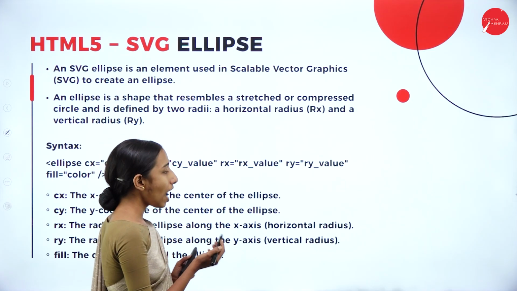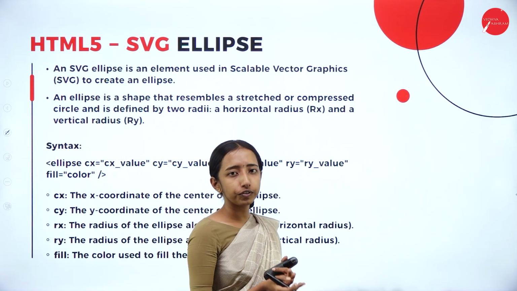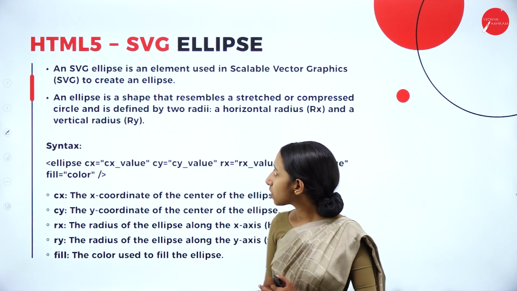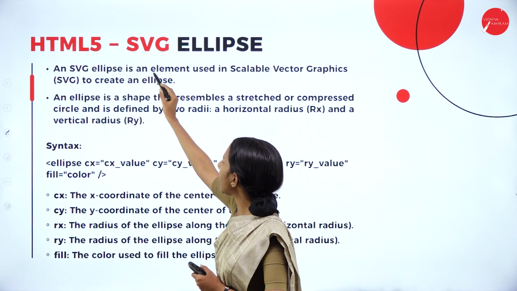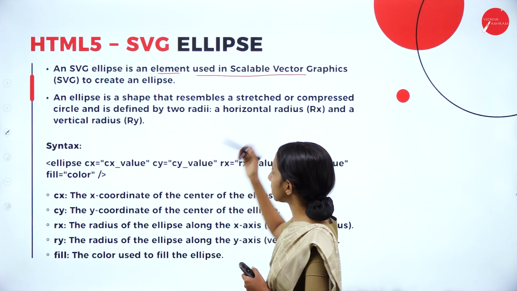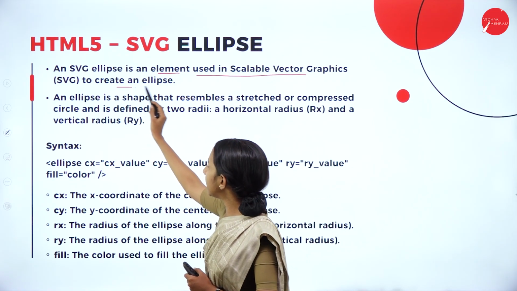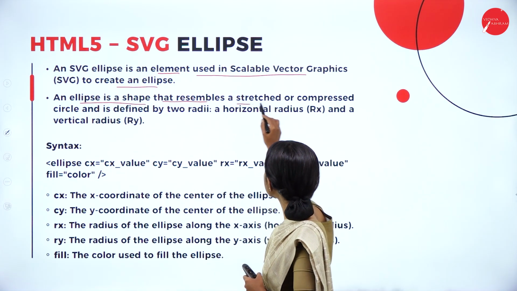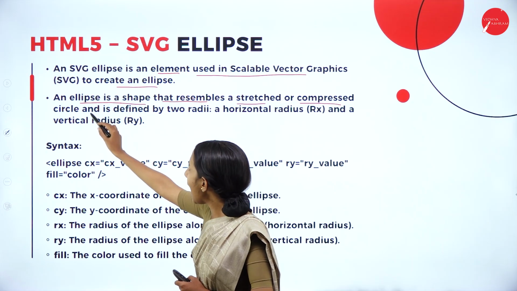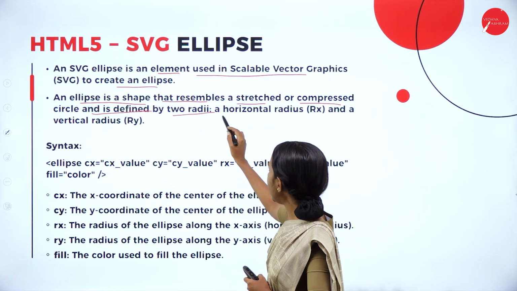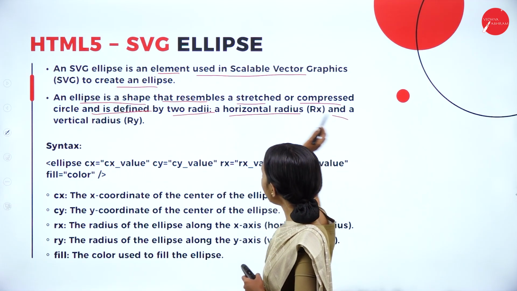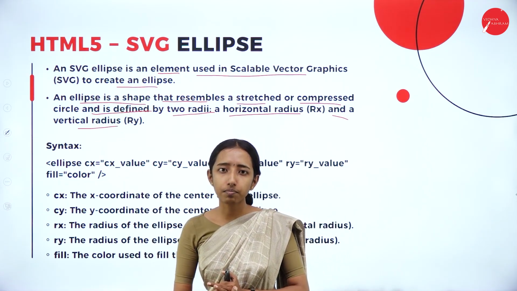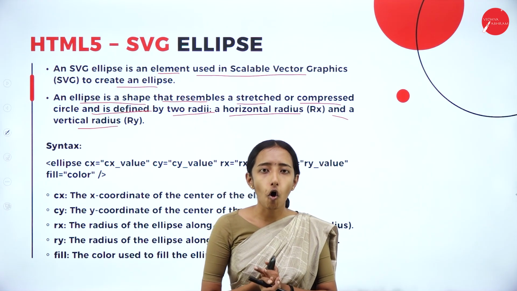So next we have the HTML5 SVG ellipse. How can we draw the ellipse? An SVG ellipse is an element used in scalable vector graphics to create an ellipse. An ellipse is a shape that resembles a stretched or compressed circle and is defined by two radii, a horizontal radius and a vertical radius. So here we will have two types of radius, the vertical and the horizontal.